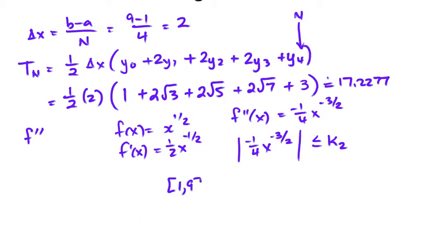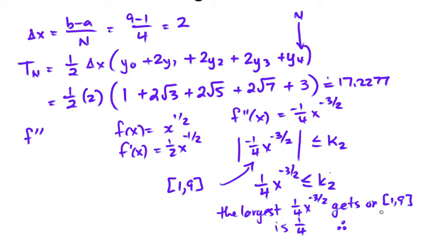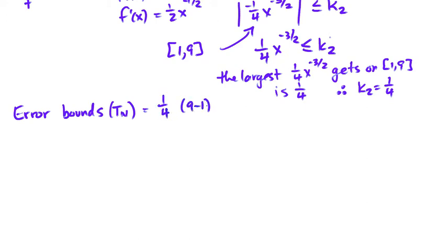On the interval 1, 9, the largest that this gets, which is actually 1/4 x to the negative 3 over 2, so if I put in a 1, it's 1/4, and if I put in a 9, I get something that is smaller than 1/4. So the largest that this gets on that interval from 1 to 9 is 1/4. So since that's the biggest that it gets, I just set my k2 to be that largest value. And then I calculate my error bounds. I get 1/4 times 9 minus 1 cubed over 12 times 4 squared, and I get 0.6 repeating.